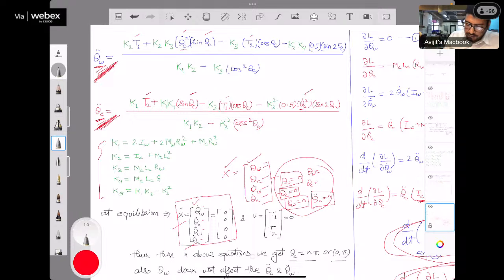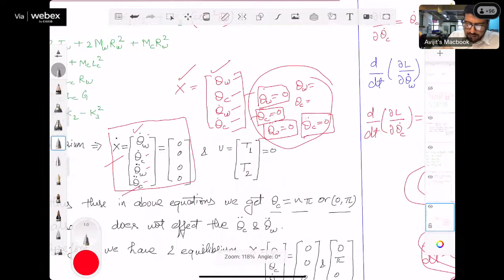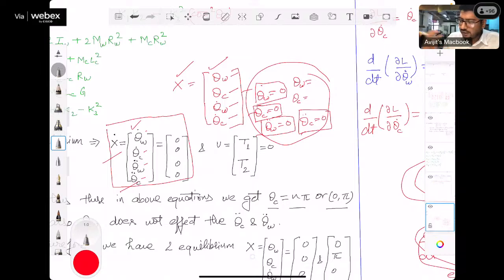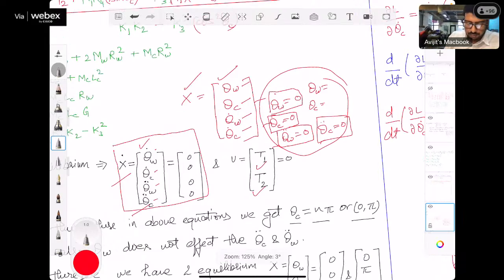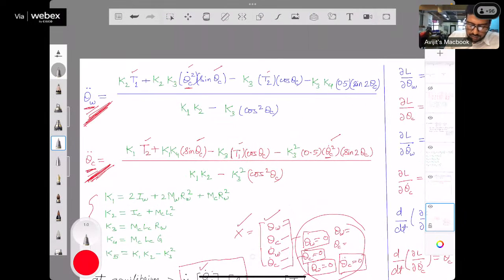Okay, there's one more thing. Once the system has achieved equilibrium, we don't want to disturb it. So when the system achieves equilibrium, the inputs will also become 0, because there will be no input, otherwise the system will be disturbed. So at equilibrium, T1 and T2 will also become 0. So coming back to this, T1 and T2 will also become 0.